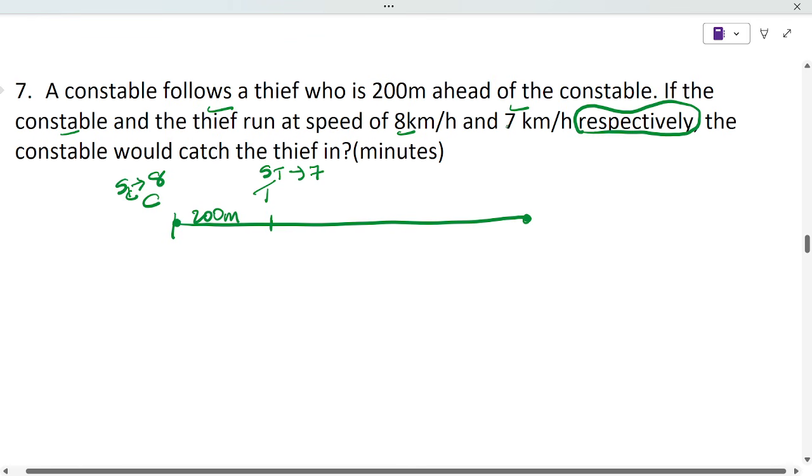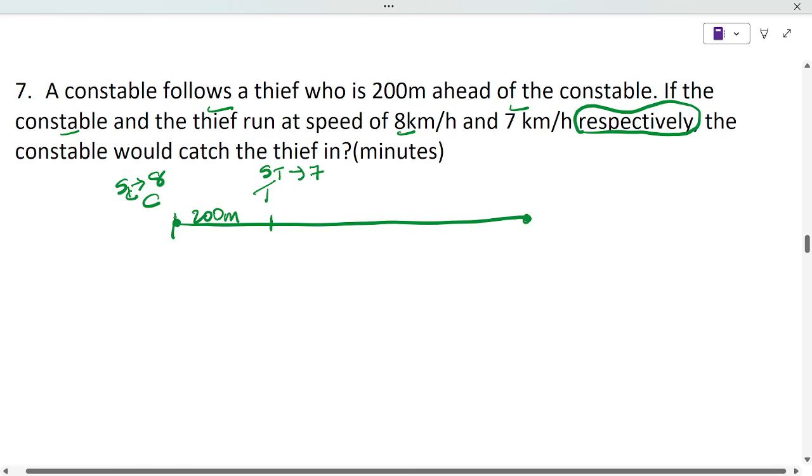But in case the thief's speed was 8 km per hour and the constable's 7 km per hour, then the constable would never catch him. Because the thief is faster than the constable, so there's no chance of catching.